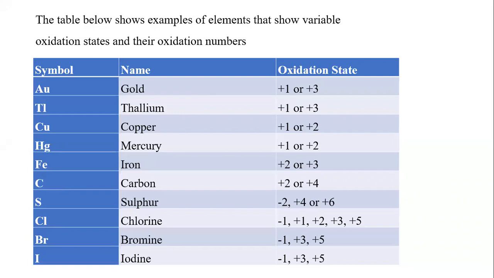Get to know these elements by heart, so that once you see these elements in a compound, you know that this is an element that shows variable oxidation state. This is an element whose oxidation number is not fixed, it changes. And so that will inform you how to name the compound. Gold is one of them. Thallium is another one. Copper, as for copper, I mentioned it already earlier. Mercury, iron, carbon, sulfur, chlorine, bromine, iodine.